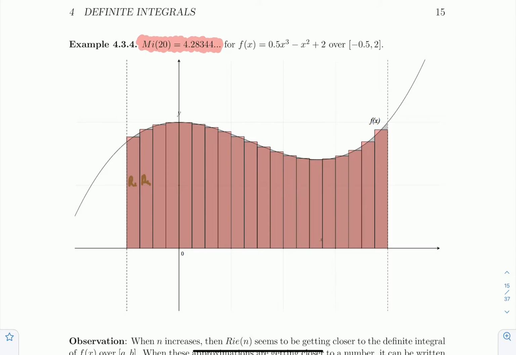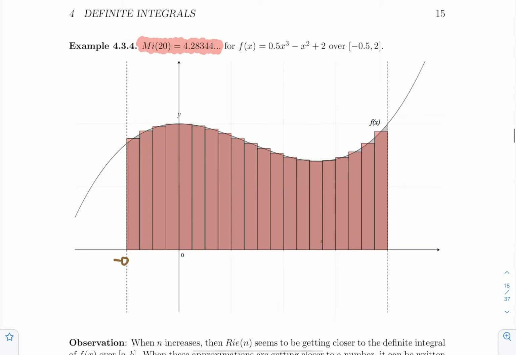When you look at these 20 rectangles, take the time to really appreciate how these rectangles are constructed. I took the interval from -0.5 to 2. I've divided this interval into 20 sub-intervals. I used the midpoint of every single sub-interval, and I've computed the output of the function, and I used that output, the y value, as the height of the rectangle.